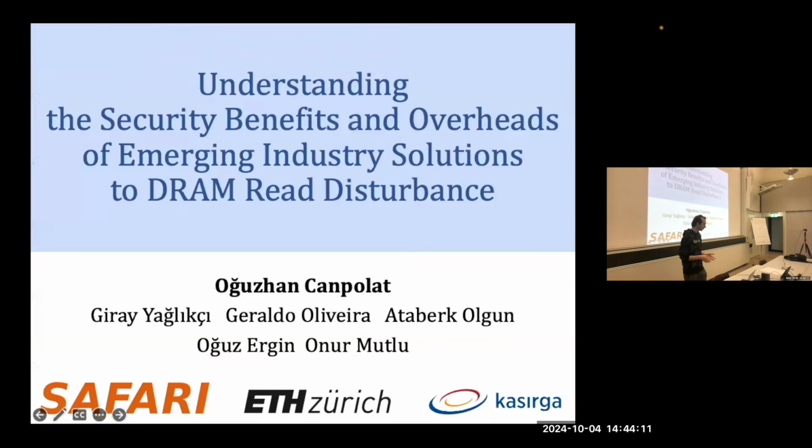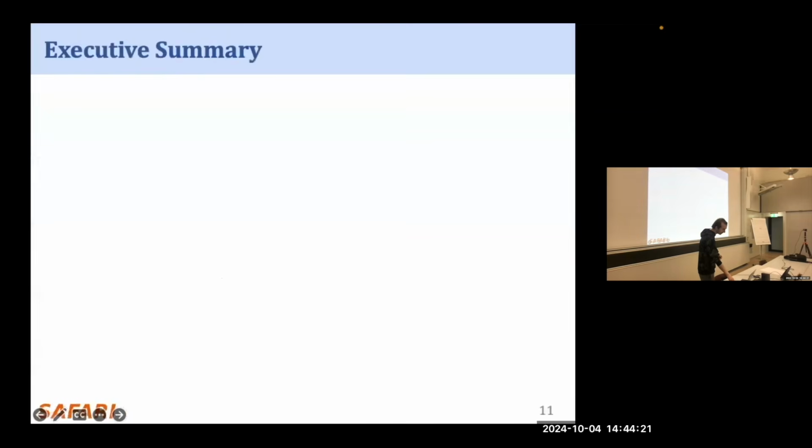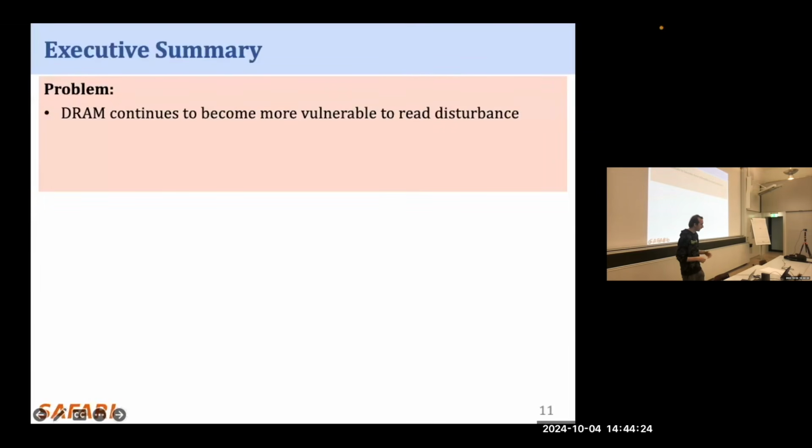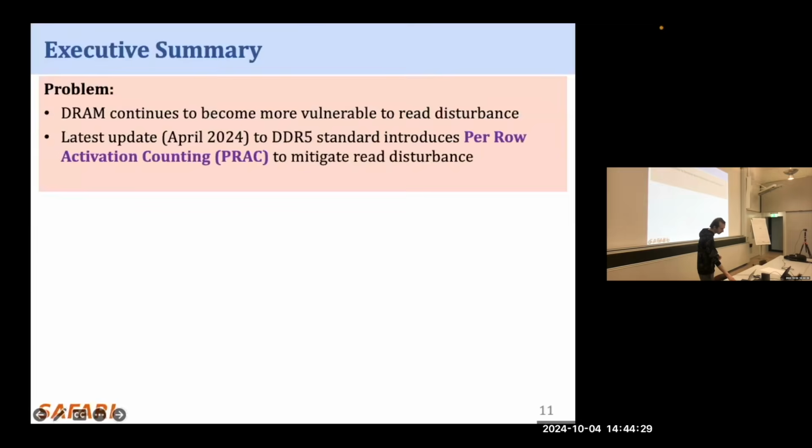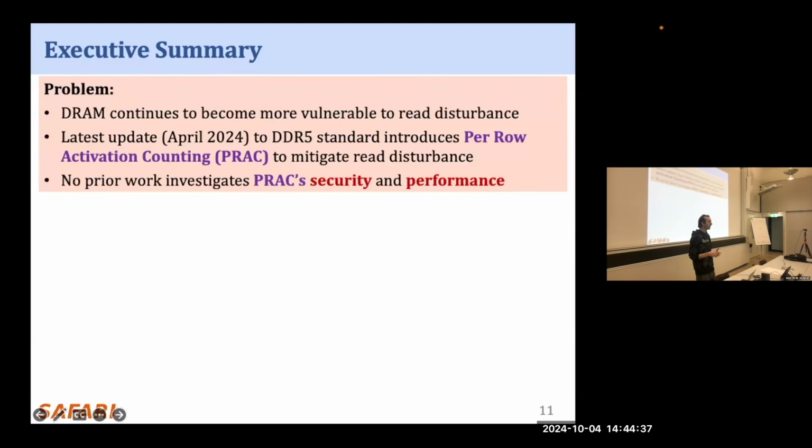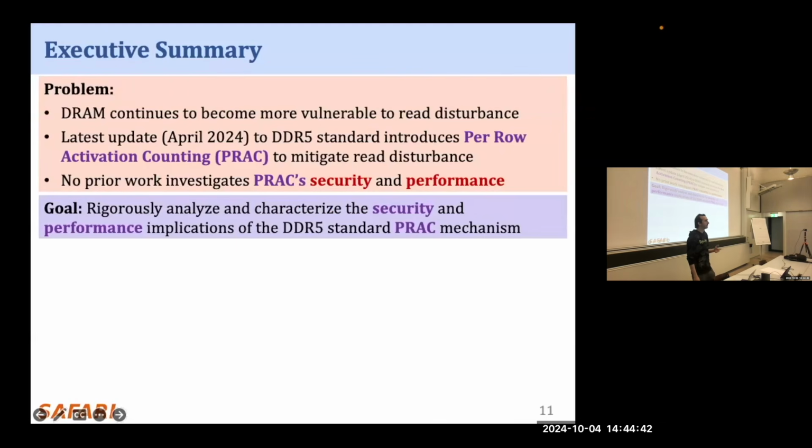So the paper I'm going to talk about today is Understanding the Security Benefits and Overheads of Industry Solutions to DRAM Read Disturbance. We presented this paper at the DRAMSec Workshop at ISCA this year. Here's an executive summary of the paper. As we mentioned multiple times today, DRAM chips are becoming more vulnerable to read disturbance. The latest JEDEC DDR5 standard introduces a per row activation counting mechanism, PRAC, to mitigate these errors. However, no prior work investigates PRAC's security and performance overheads. Our goal in this study is to rigorously analyze and characterize the security and performance overhead of these new mechanisms.